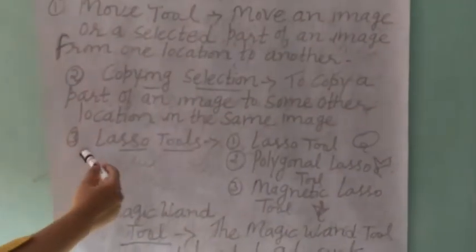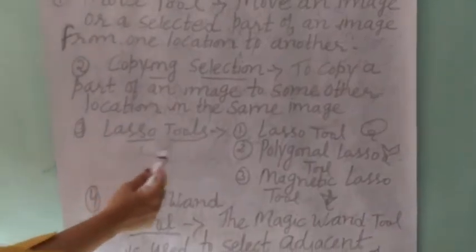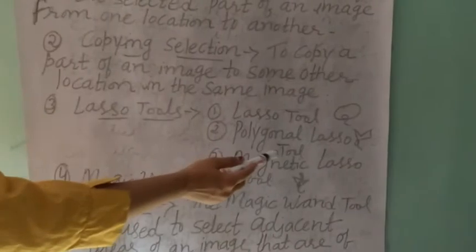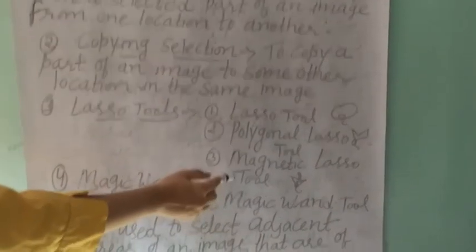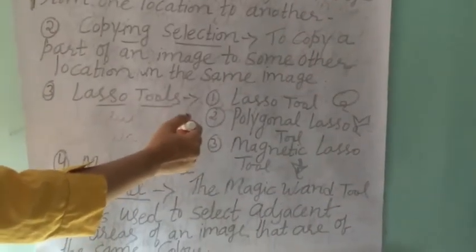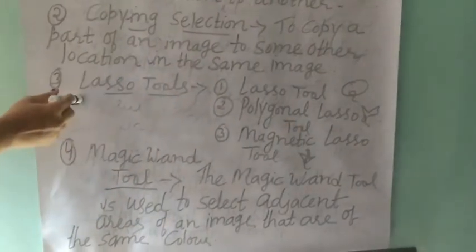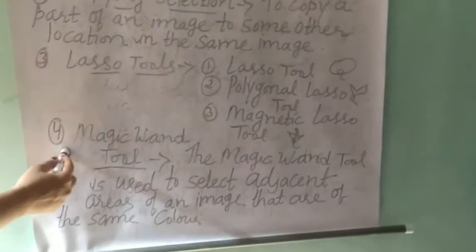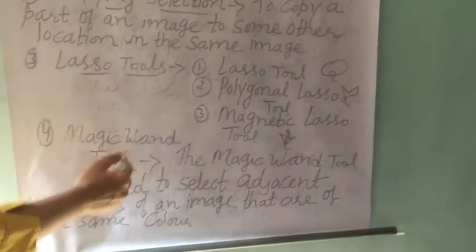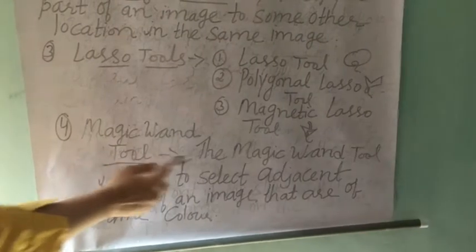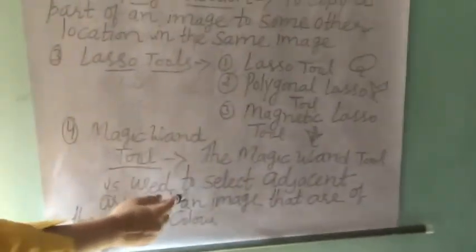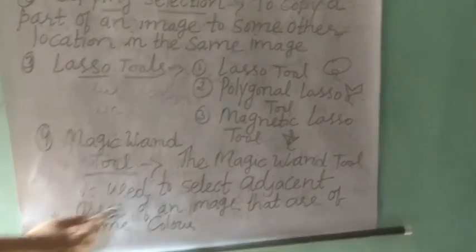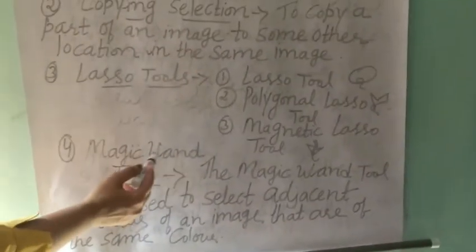The third important point is the lasso tools. First, the lasso tool. Second, the polygonal lasso tool. Third, the magnetic lasso tool. We are also going to discuss the lasso tools today. Next, the fourth is the magic wand tool. The magic wand tool is used to select adjacent areas of an image that are of the same color.